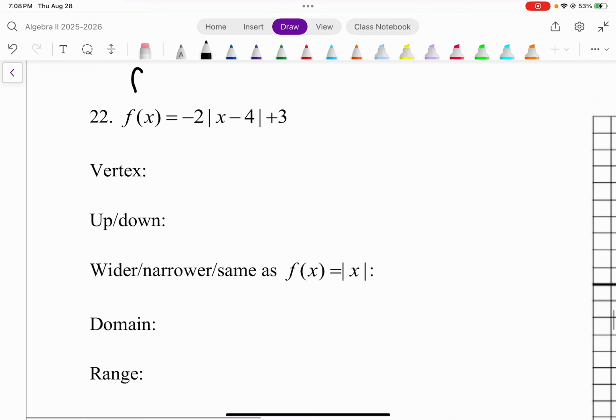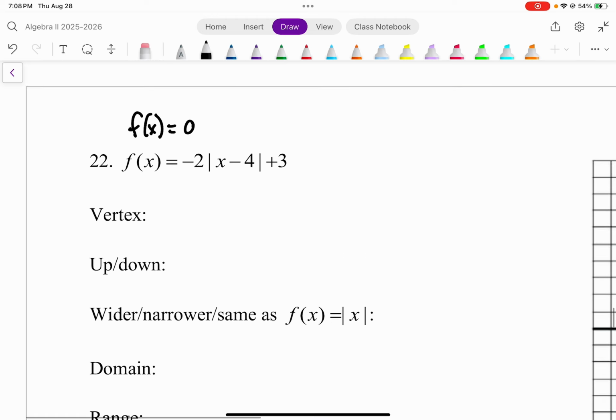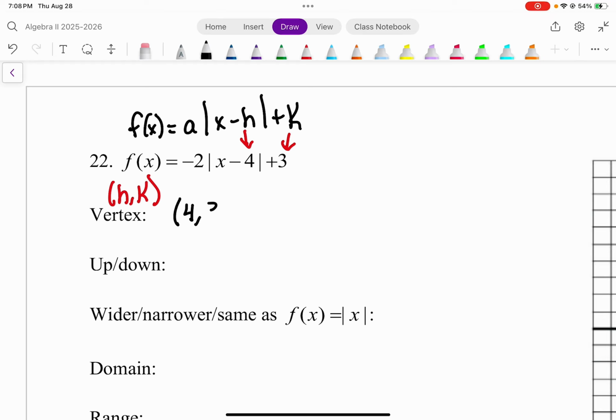To identify the vertex for an absolute value function, the vertex is our h and our k value. H is the opposite sign in the equation when you pull it out for the vertex, and then k is going to be the same sign. So in this example, our vertex is going to be at +4 and +3.